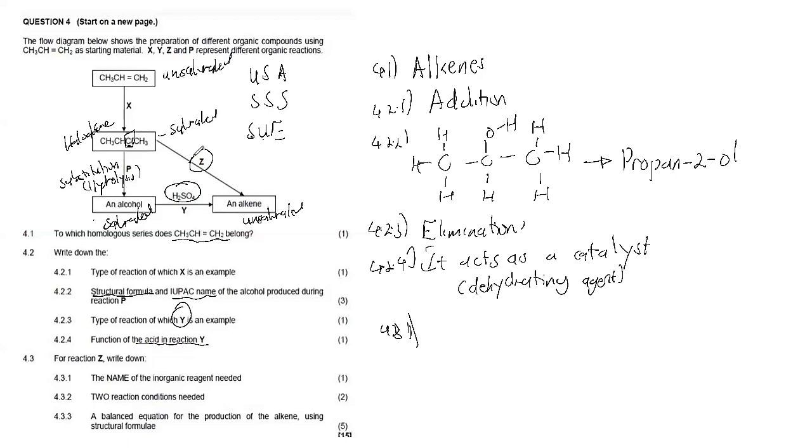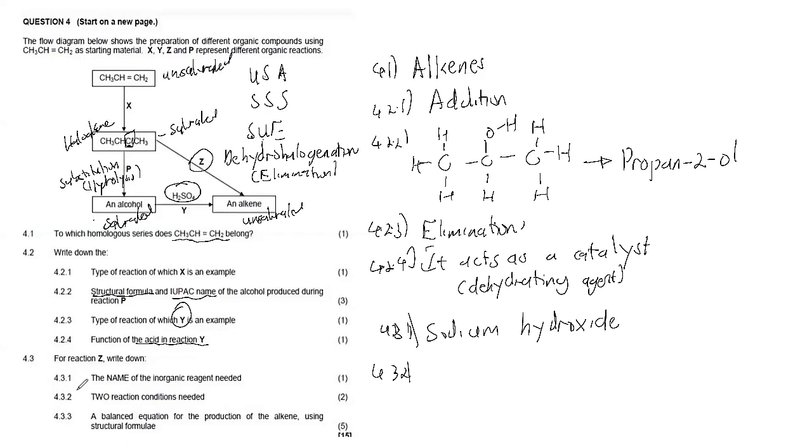Right. It says for reaction Z, write down the name of the inorganic reagent needed. So this is reaction Z. Then what is the inorganic reagent that is needed there for 4.3.1? We're going to say we have to react this with sodium hydroxide. So note that if we are moving from a haloalkane to an alkene, the reaction that we are having there is dehydrohalogenation.